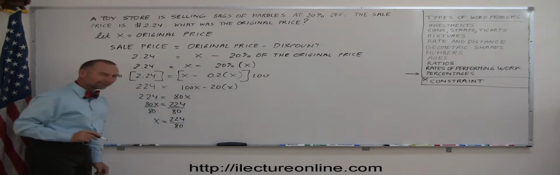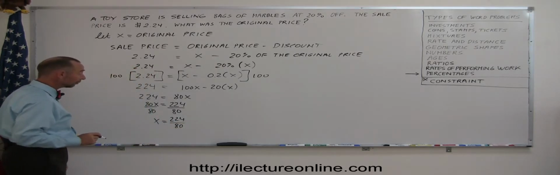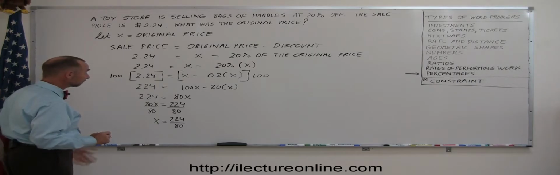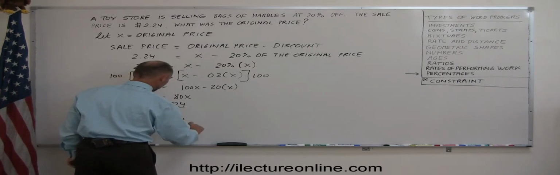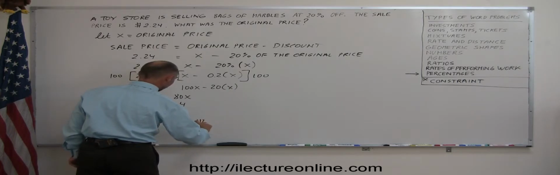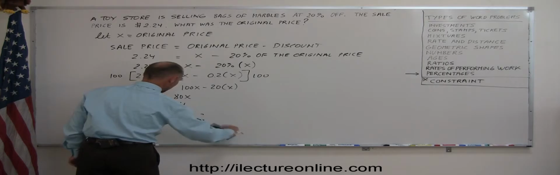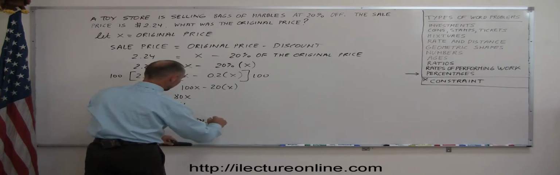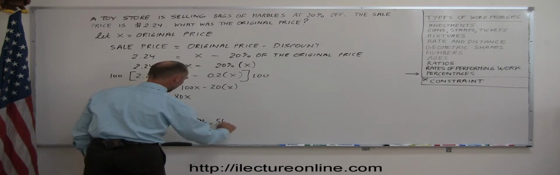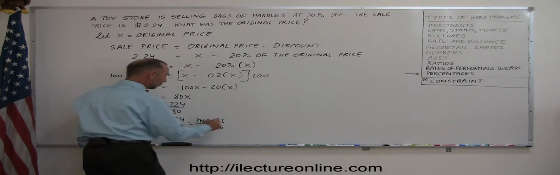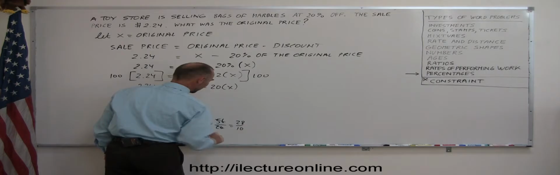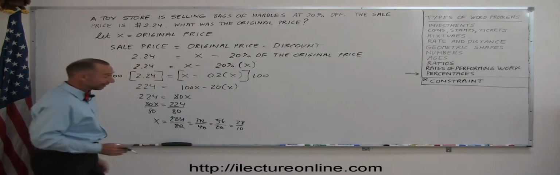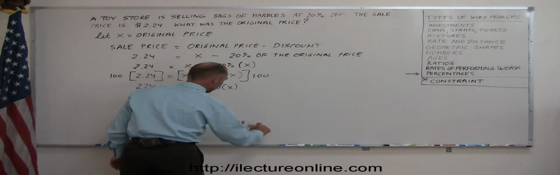All right, how do I simplify that? Well, first of all, they're both divisible by 2. So let's keep doing that. So 224 and 80 gives me 112 divided by 40. They're still divisible by 2, so that gives me 56 over 20. They're still divisible by 2, so it gives me 28 over 10. And now I can simply divide by 10, and so it would be 2.8.